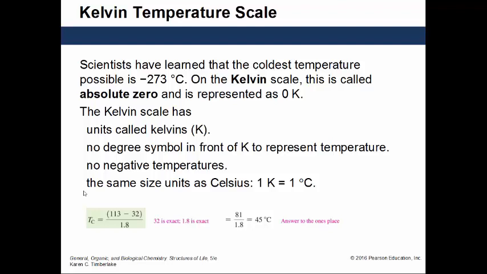The lowest you can get is 0 Kelvin. And it also has the same size units as the Celsius scale. So 1 Kelvin would equal 1 degree Celsius.